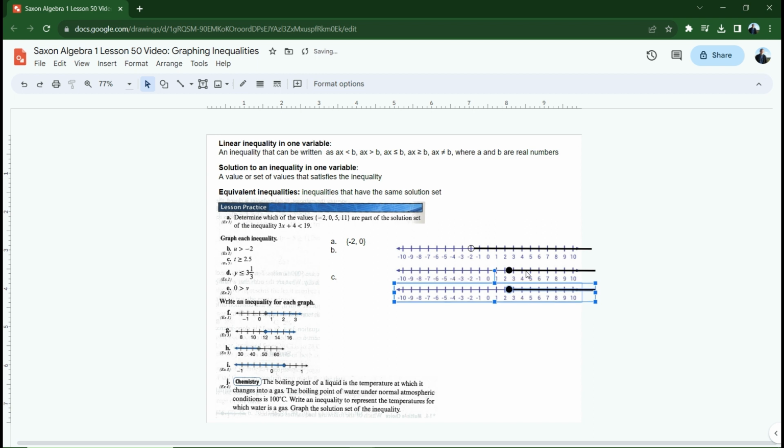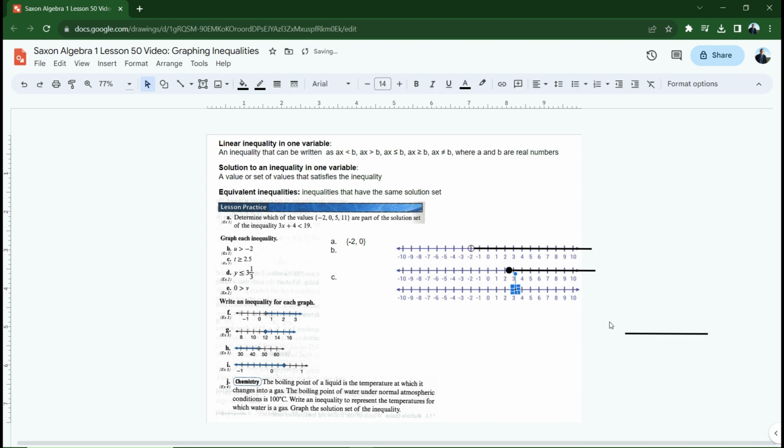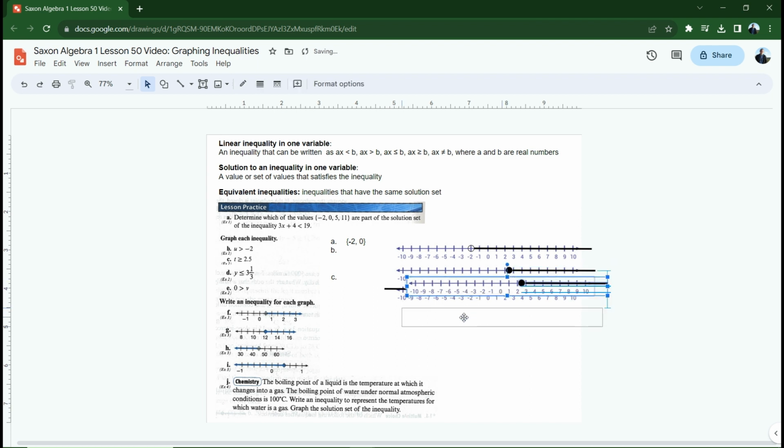Y is less than or equal to 3 1/3. Well, first of all, I'm going to put my point at 3 1/3. That's going to be like there, 1/3 of the way between 3 and 4. Now, my next question is, am I going to fill this in or am I going to make it empty? I have to fill it in because it's or equal to. So 3 1/3 is a solution. Then I'm going to take the rest of this line and we're going to put it on the left side here and have it extend in this direction. Okay, excellent. And then lastly, we've got one more of these, letter E.